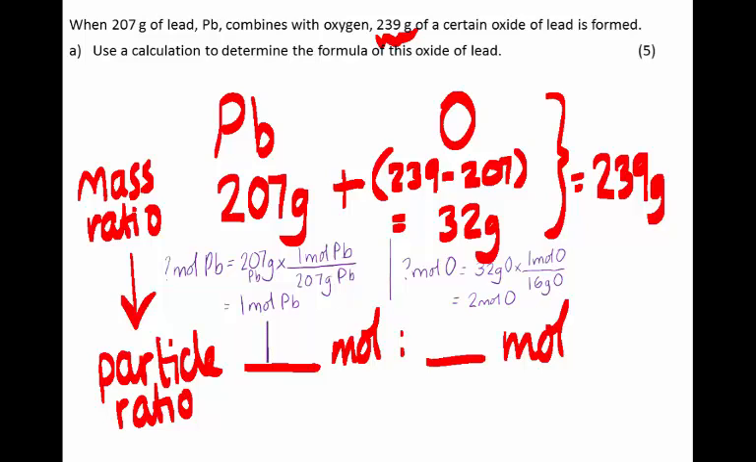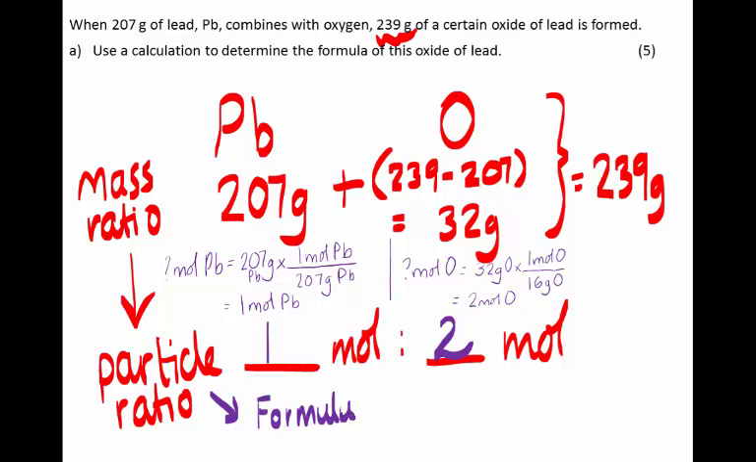So we have converted the mass ratio, 207 grams lead is to 32 grams oxygen, into a mole ratio. 1 mole lead is to 2 moles oxygen. And then all that remains to be done is to write the formula, and the formula is simply that mole ratio written in this particular format, Pb1O2, but we don't write that little one, PbO2, lead dioxide.